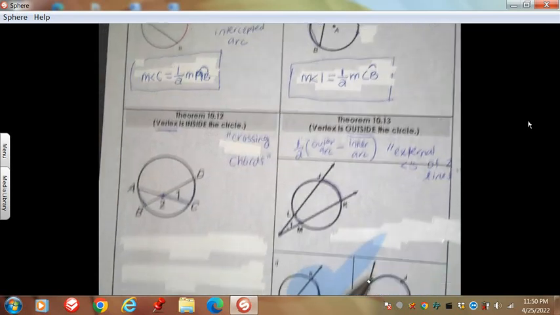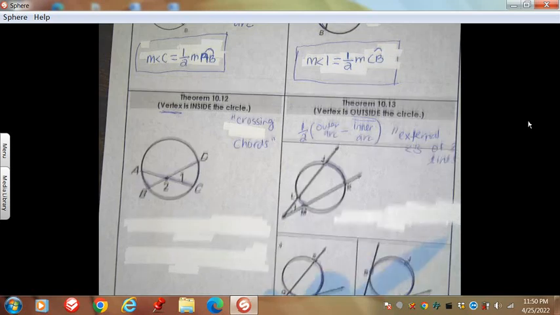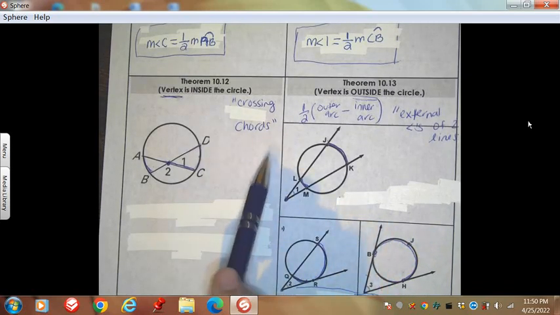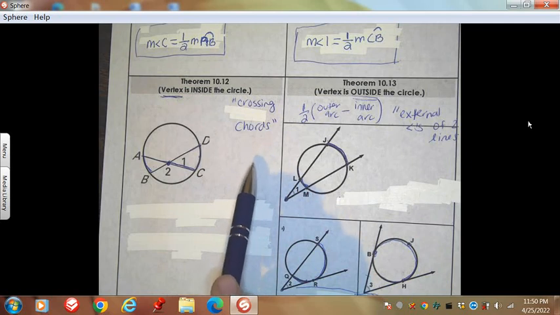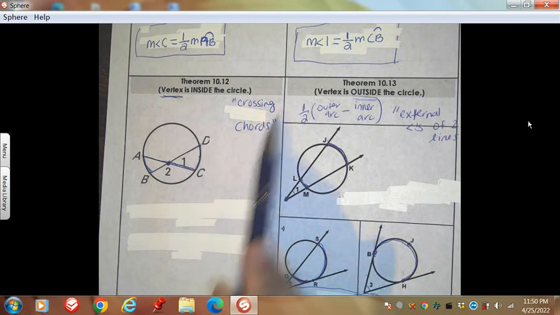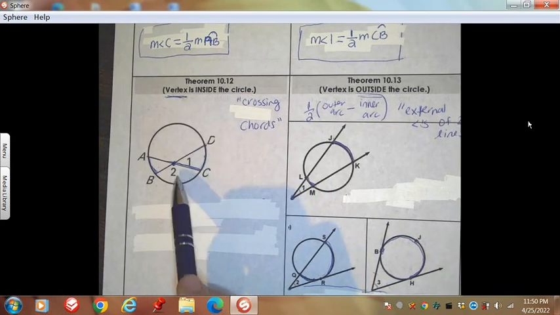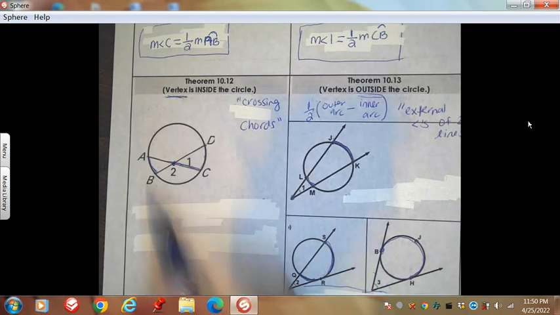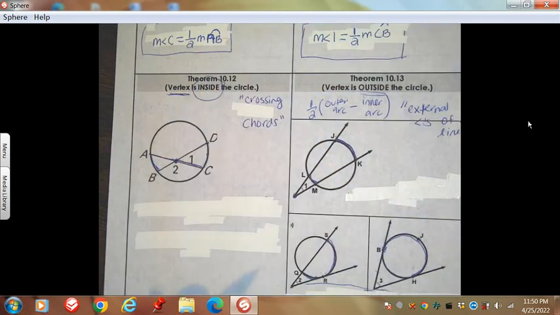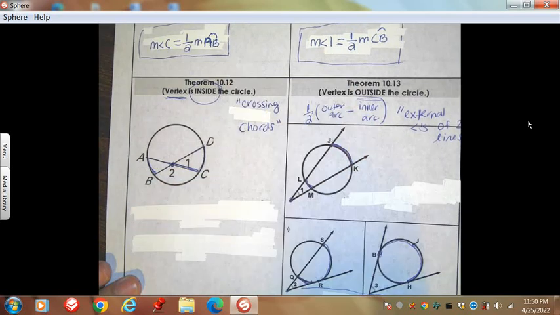Theorem 10.12 says the vertex is now inside the circle. So I named this one crossing chords. This is nothing official. This is just a mnemonic device to help remember them. The reason I called it crossing chords is because you have 2 chords that cross one another. They will meet inside the circle. That's why it's saying inside. So now this formula looks different from the other 2, right? Because it's no longer on the circle, it's inside of it.